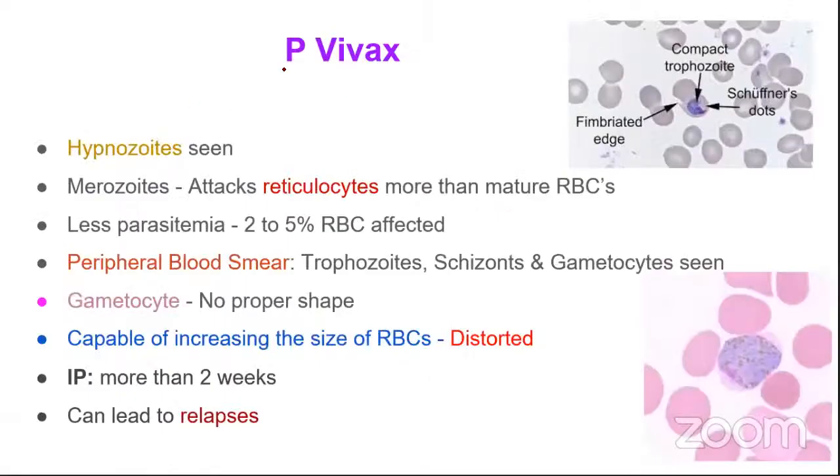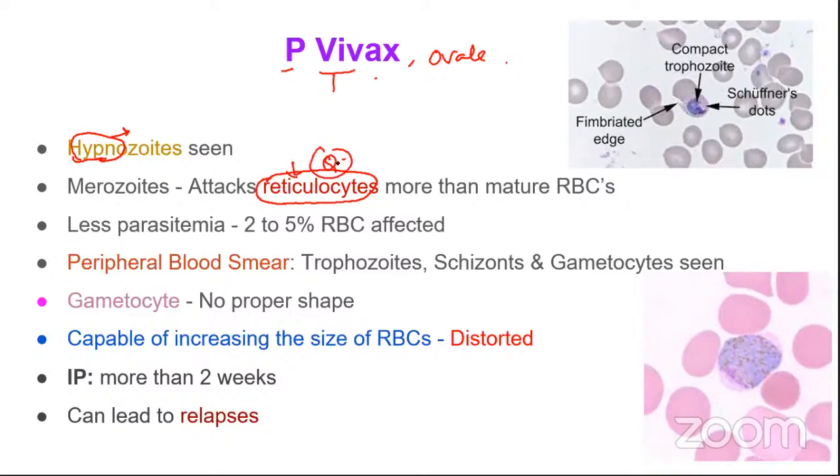Next. In Plasmodium vivax, very important is that the dormant forms or the sleeping forms are called hypnozoites. Hypno means the sleeping forms. It is most commonly seen in Plasmodium vivax, and also in Plasmodium ovale. And the merozoites, the products of schizogony, the divided forms, they basically affect young RBCs, which are referred to as reticulocytes. So this is a very important MCQ question.